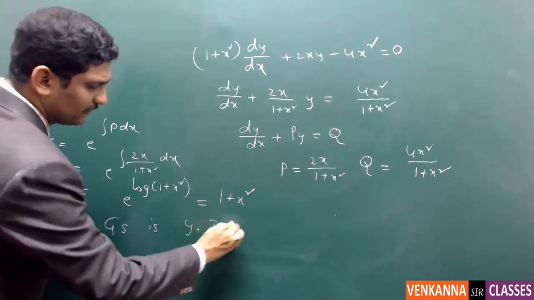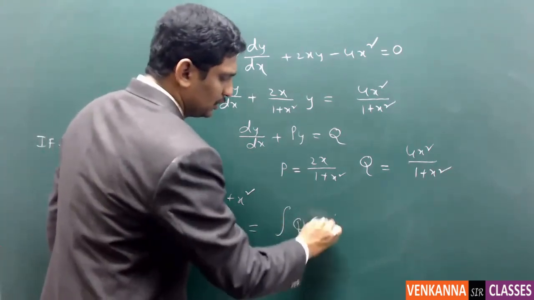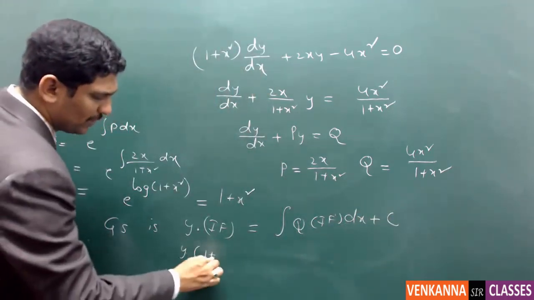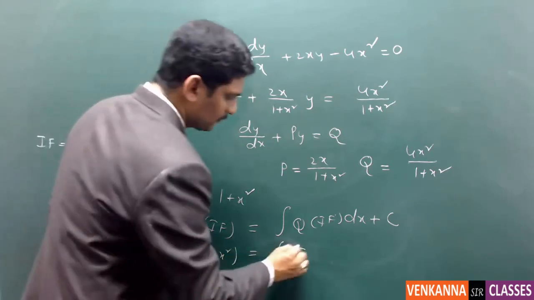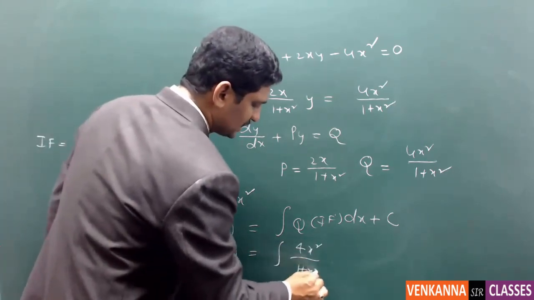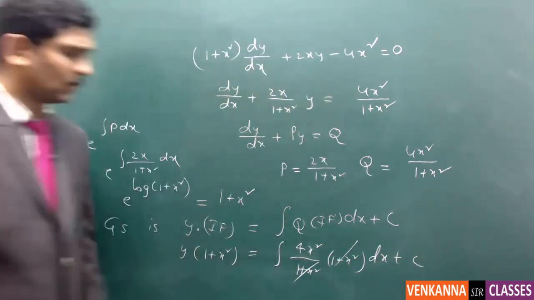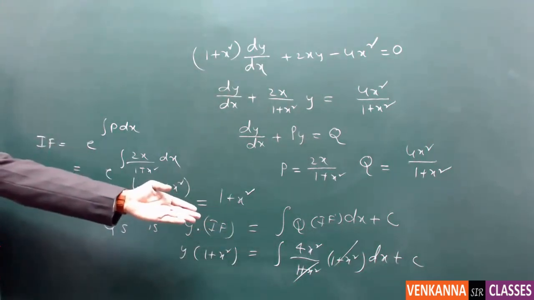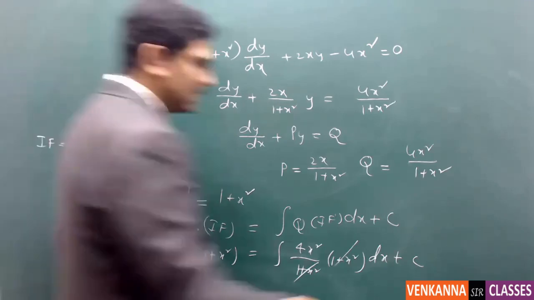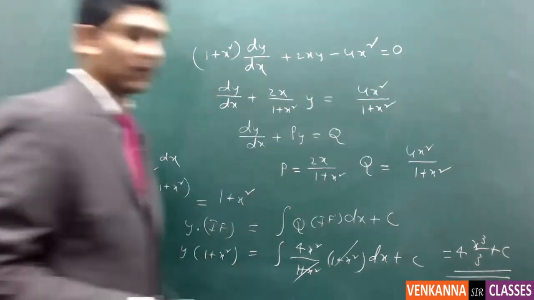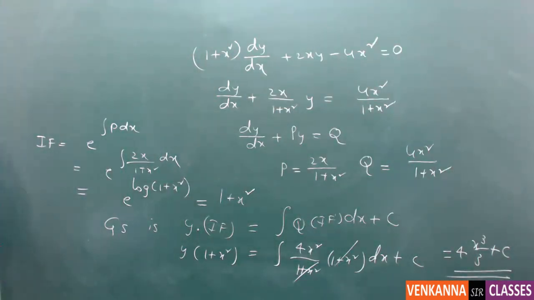So the general solution is given by y into integrating factor equals integral Q into integrating factor dx plus c. So y into 1 plus x square equals integral 4x square by 1 plus x square into 1 plus x square dx plus c. So there you have the integration of x square as x cube by 3. So on the right hand side you will have 4 into x cube by 3 plus c. So that is the general solution of it. So please take a note of that.